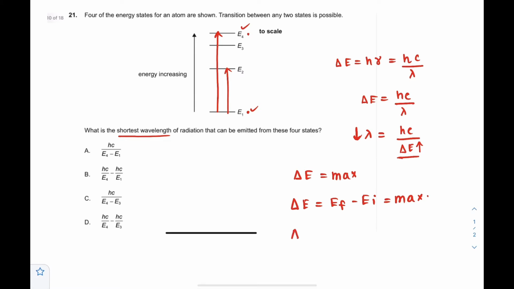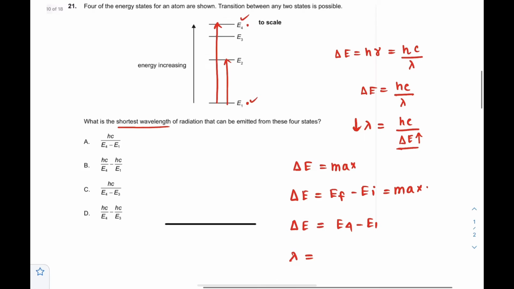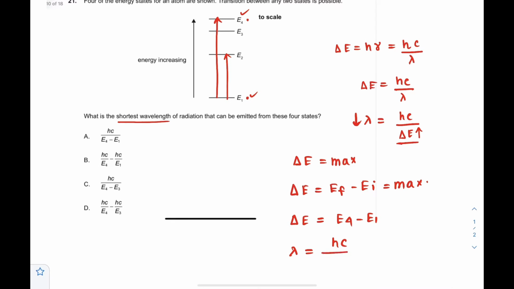So delta E would be equal to your what? E4. Very good. E4 minus E1. So lambda from here would be equal to hc divided by E4 minus E1. Okay, I hope you got the question. The answer to this is option number A.